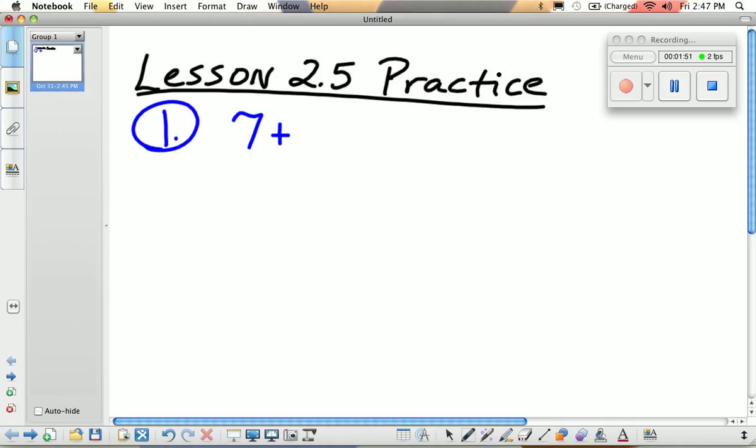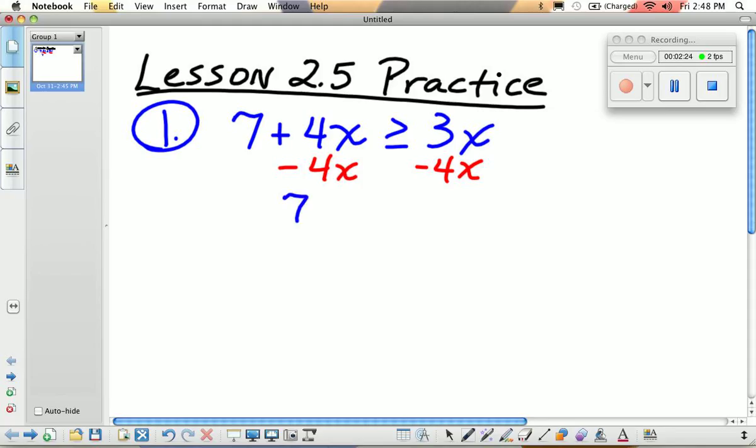Okay, so let's solve 7 plus 4x is greater than or equal to 3x. Now there is actually more than one first move you could make, but typically we want to make what we think might be the most efficient move first. What do you think we should do first to both sides of this inequality? Ricky? Subtract 4x. Okay, let's get the x's eliminated from the left side, because the x's are already alone on the right side, so that's a pretty good choice of a move to make.